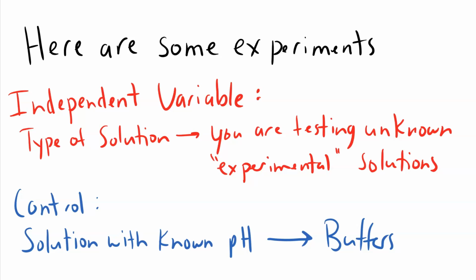In this case, for the following experiments, the independent variable is the type of solution. So you're testing unknown experimental solutions, and you're comparing them to the control solutions of known pH. That is the buffer solutions.